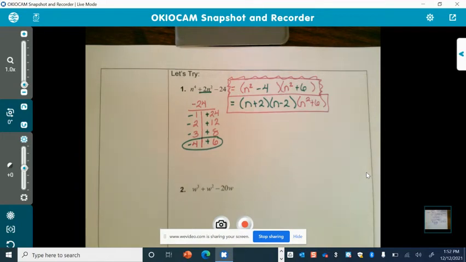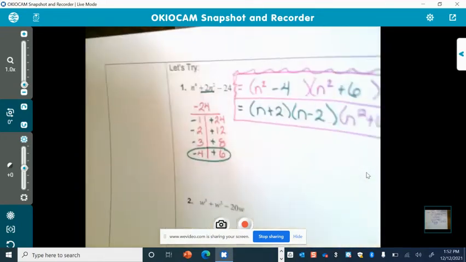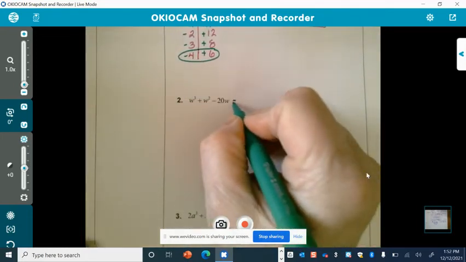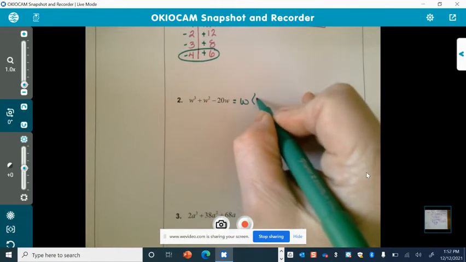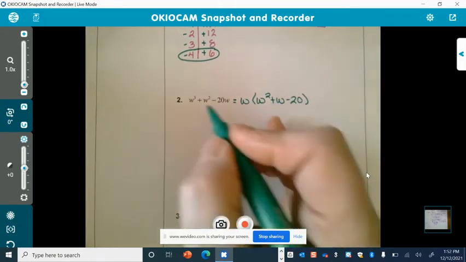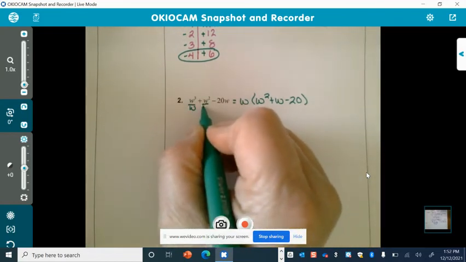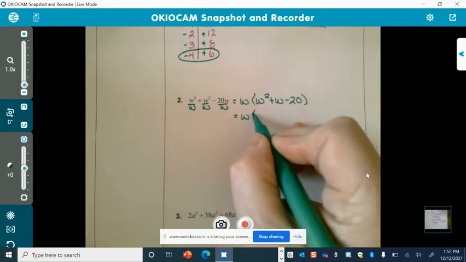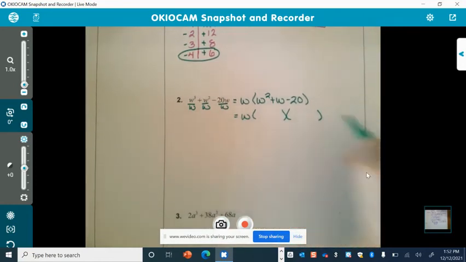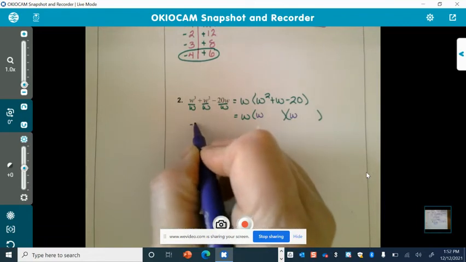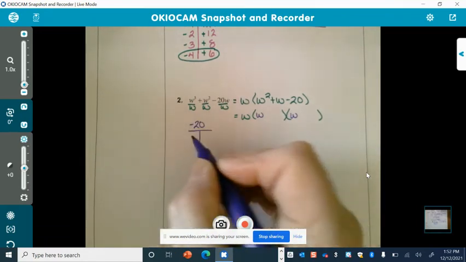All right, as I look at number 2, it has the greatest common factor. So I'm going to start by pulling out my W, leaving me with W squared plus W minus 20. So this is going to be W times 2 binomials. I know that W squared has to be W and W. Now it's up to this -20.